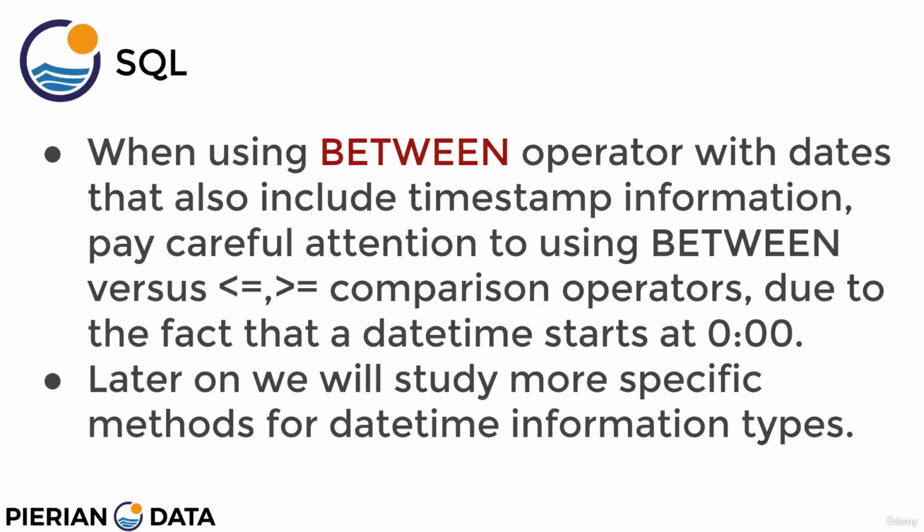Something to keep in mind is when using the between operator with dates that also include timestamp information, so not just the actual day, but also the hour, minutes, and seconds. You should pay careful attention to using the between operator, especially since we have that issue of inclusivity versus exclusivity. You should take into account the fact that a date time, that is both the date and the actual time information, would start at 00:00 hours. So that may have an effect depending on whether you want inclusivity or exclusivity around that midnight time.